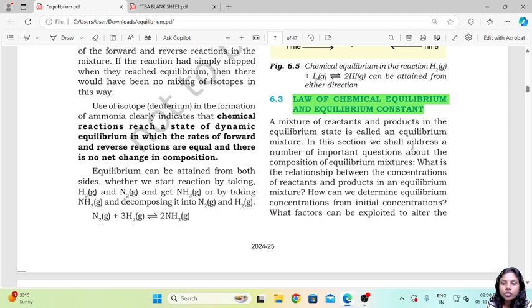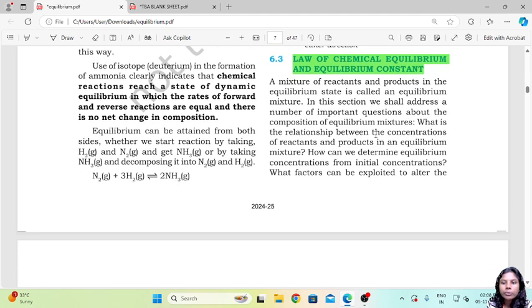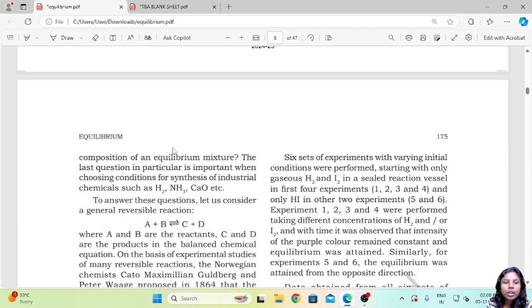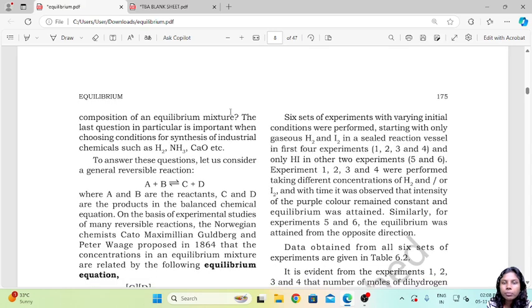Now in this section we will address a number of important questions about the composition of equilibrium mixtures. What is the relation between the concentration of reactants and products in an equilibrium mixture? How can we determine equilibrium concentrations from initial concentrations? What factors can be exploited to alter the composition of an equilibrium mixture?